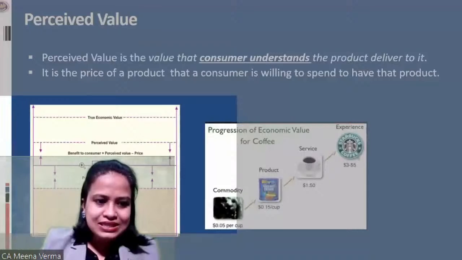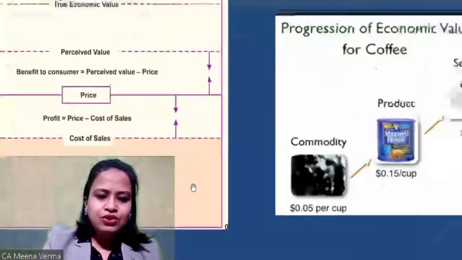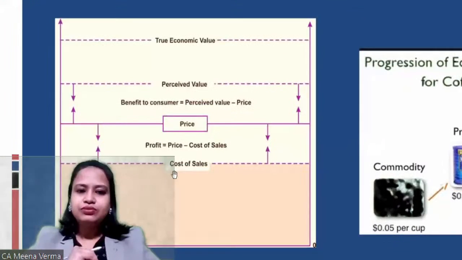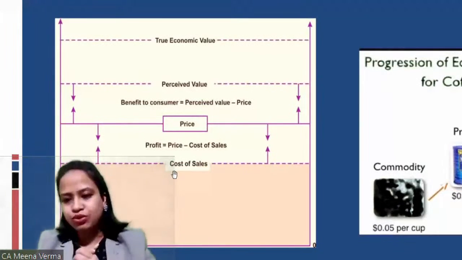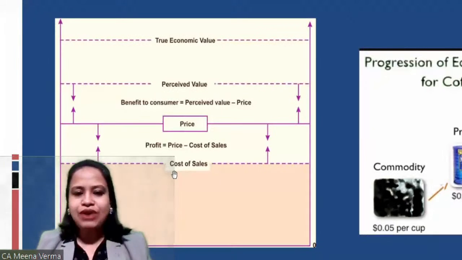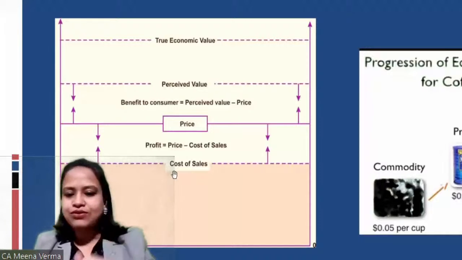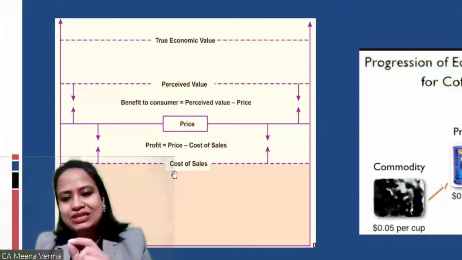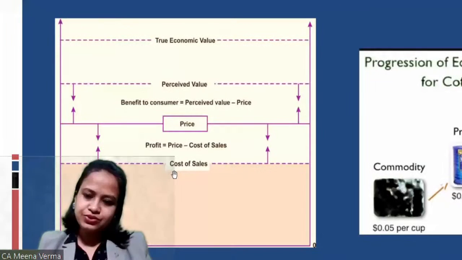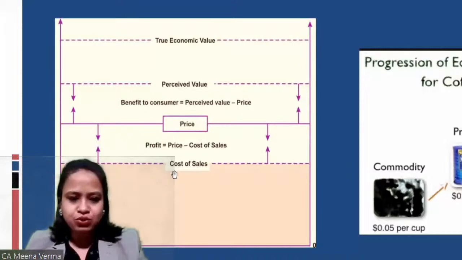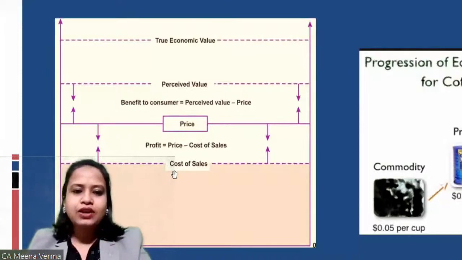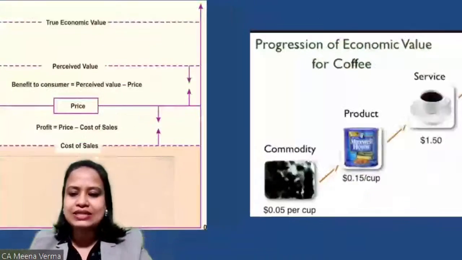Okay, if you can see this diagram, you have this diagram in your book, and in this diagram you can see perceived value. Perceived value means the benefit the consumer is getting from your product, because of which the consumer is willing to pay you. You are giving such benefit to the customer for which the customer is willing to pay you, and on the basis of which you will decide the selling price.